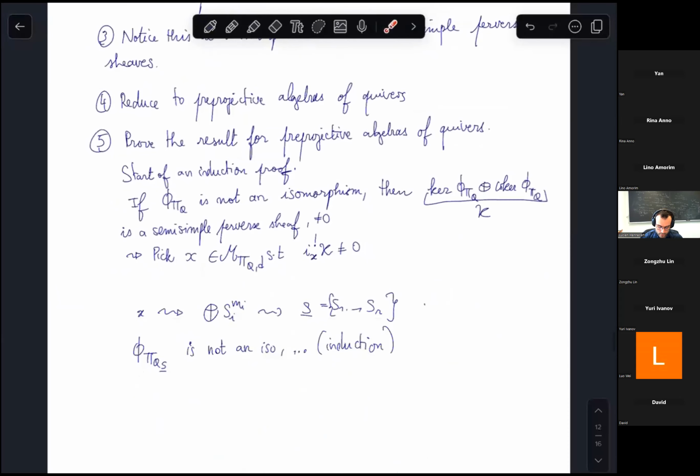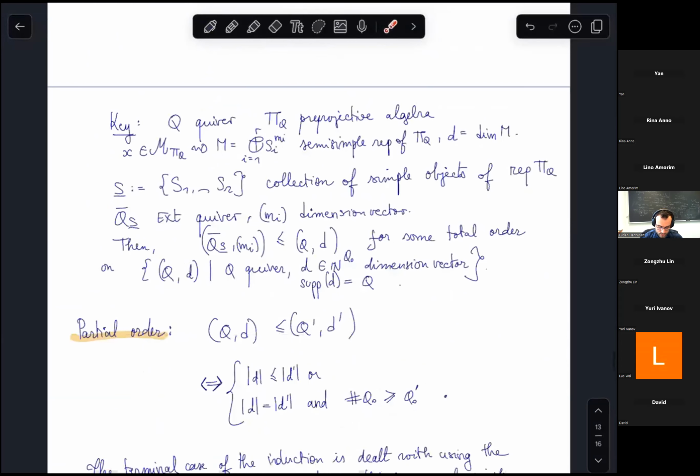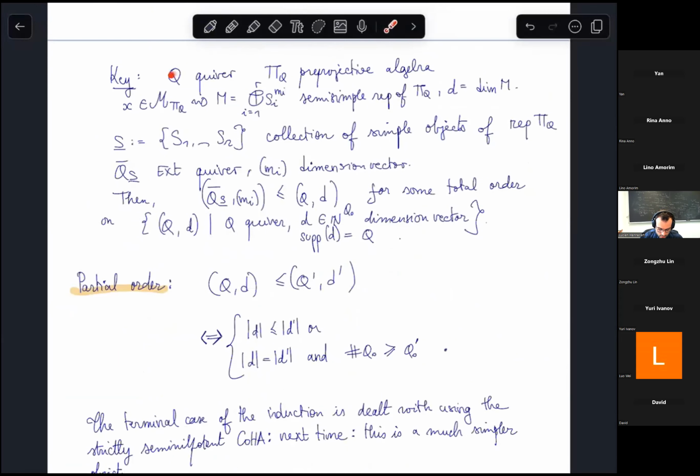So we moved from one quiver to one over. And the key of this induction procedure is the following. So I explain you the key. If you have a quiver with pi q pre-projective algebra, some elements in the good moduli space, which corresponds to semi-simple representation of pi q. We denote by D the dimension of the semi-simple representation.